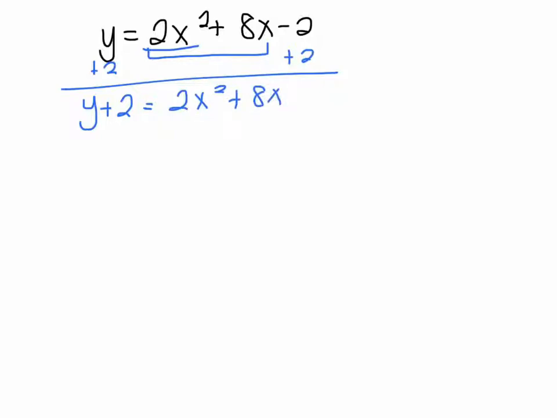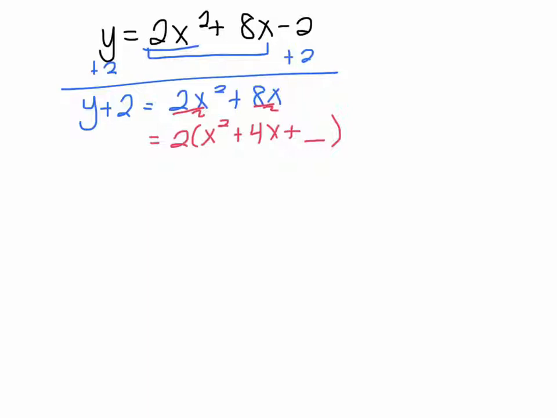So the next step here is I have to factor out this leading coefficient. And when I do that, I'm left with x squared plus 4x, and I'm going to figure out what I need to add to complete the square. When I factor out something, really truly I'm dividing it out of both terms. So now I can complete the square.